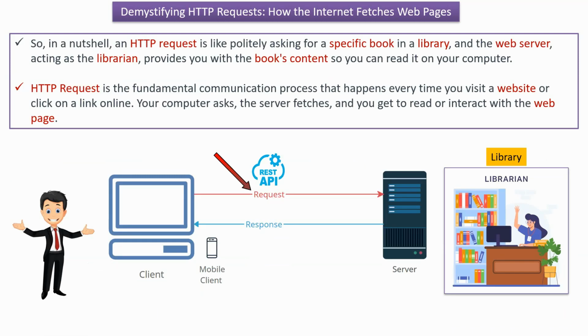So in a nutshell, an HTTP request is like politely asking for a specific book in the library, and the web server, which is acting as a librarian, provides you with the book's content so that you can read it on your computer. So HTTP request is the fundamental communication process that happens every time you visit a website or click on a link online. Your computer asks, the server fetches, and you get to read or interact with the web page.